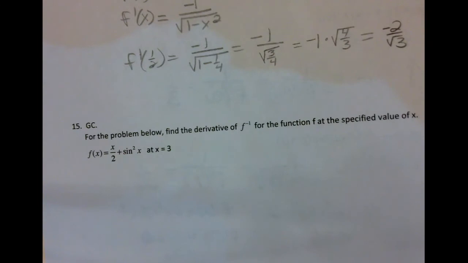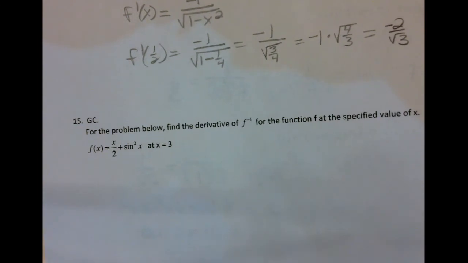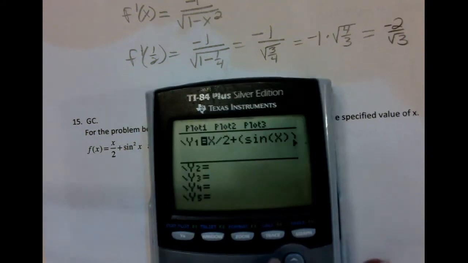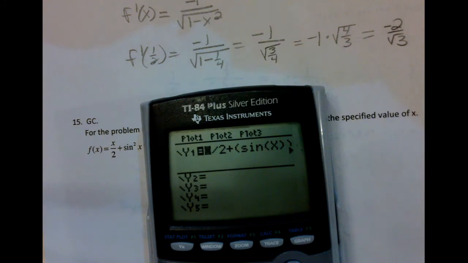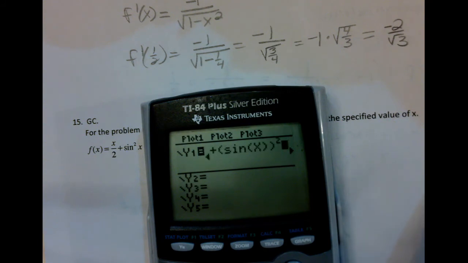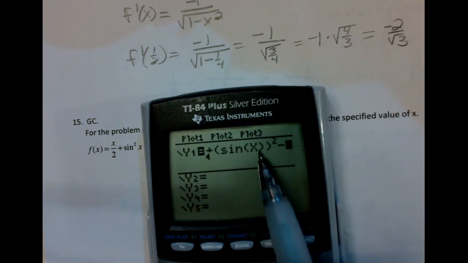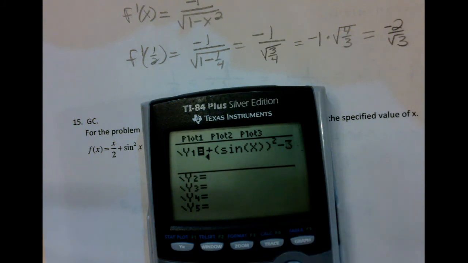Last problem, make sure you grab your graphing calculator. Go to y1 and plug in our function. Make sure when you plug it in to do a sine squared that you have parentheses around your x, and then parentheses around the sine of x. Notice the grouping to be squared.